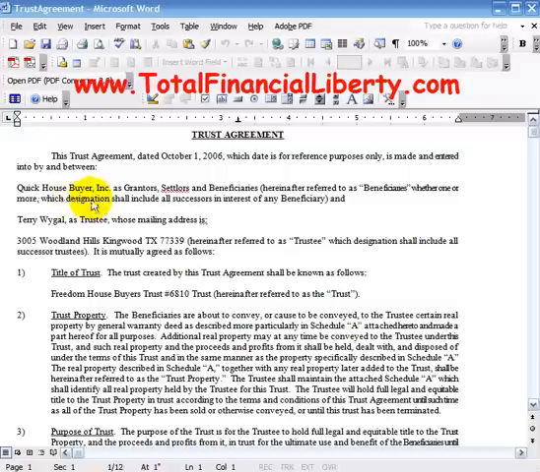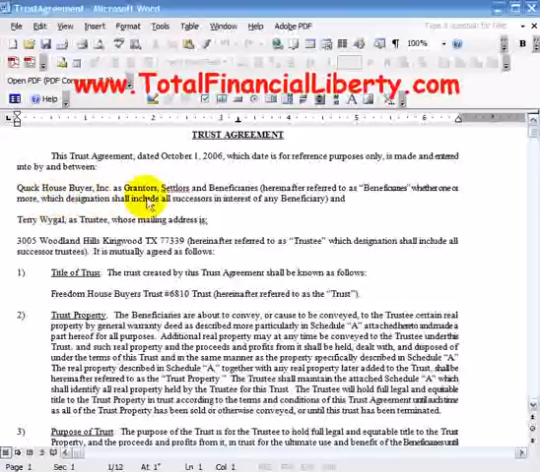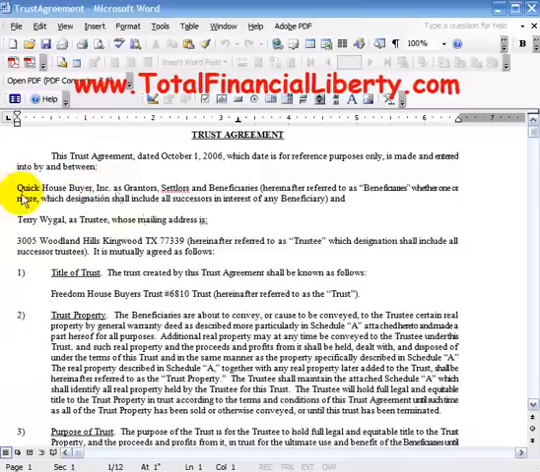This is the entity, if you will, that is creating the land trust. So in my case, it's a corporation. Therefore, they are the grantor, settlor, and beneficiary. That basically means that they own all the rights to this land trust and whatever's in there. So that is who is creating it. Now, we've also named a trustee. In this case, we named myself as the trustee.